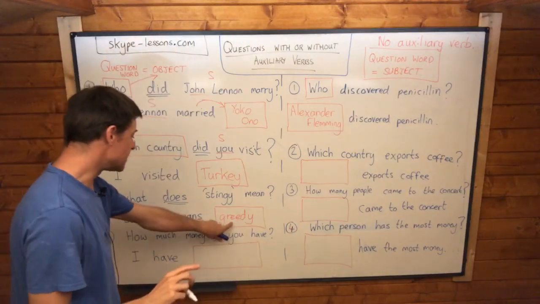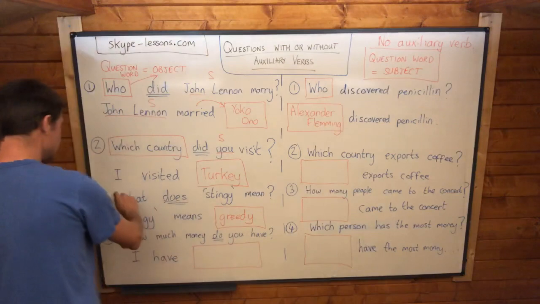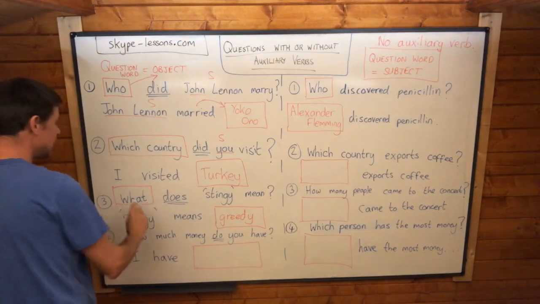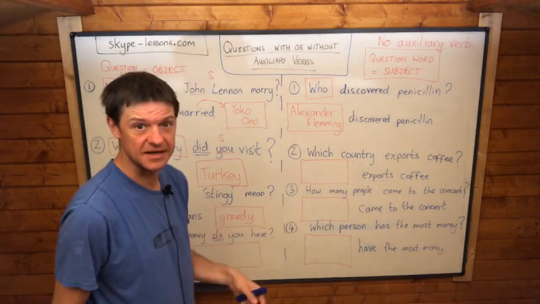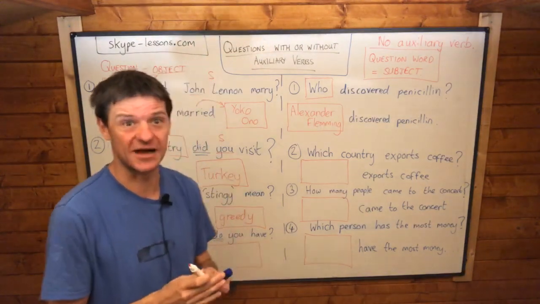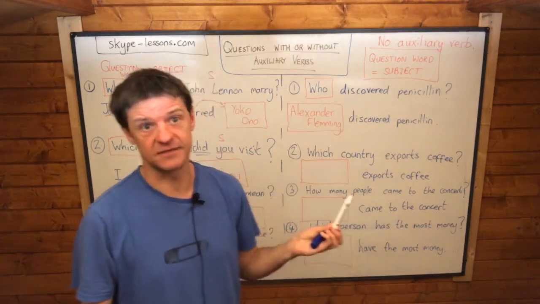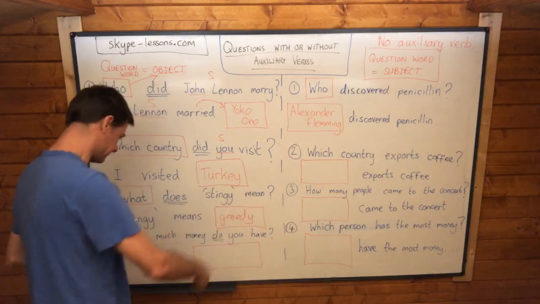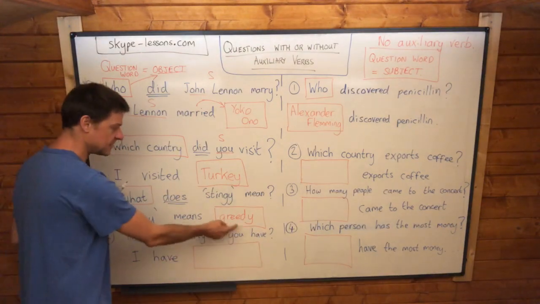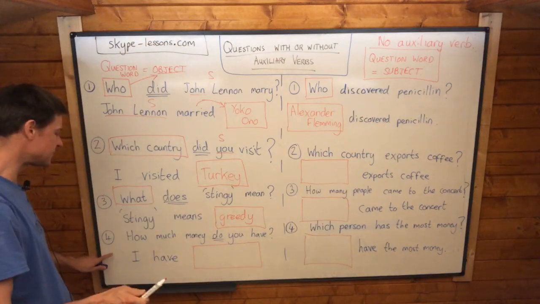So again, greedy, the answer to this question is the object, which means that what is the object again. And so we say, what does stingy mean? Not what means stingy, like many students say. It's incorrect, unfortunately. You need to say, what does stingy mean? Because stingy means greedy. So greedy is the object. Look at question number 4.